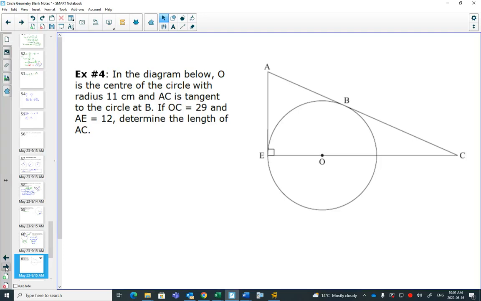Center O. Radius 11. Do we have any radiuses? Yes, we have one there. Boom, 11. Tangent at B, another tangent. Oh, this one doesn't tell us it's a tangent, but it tells us 90 degrees in the picture, so then we would know it is a tangent.